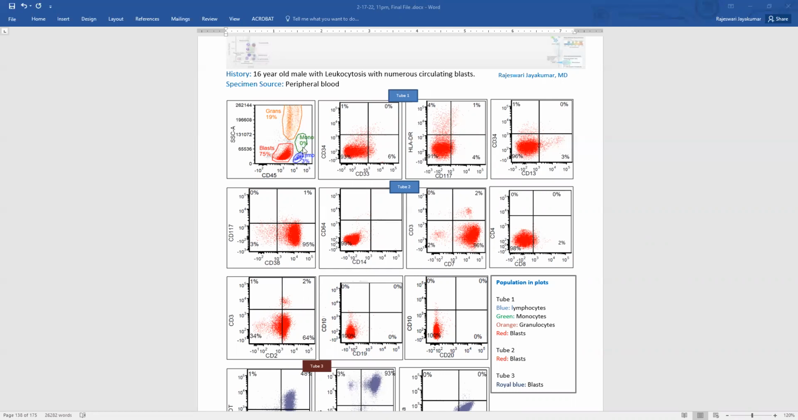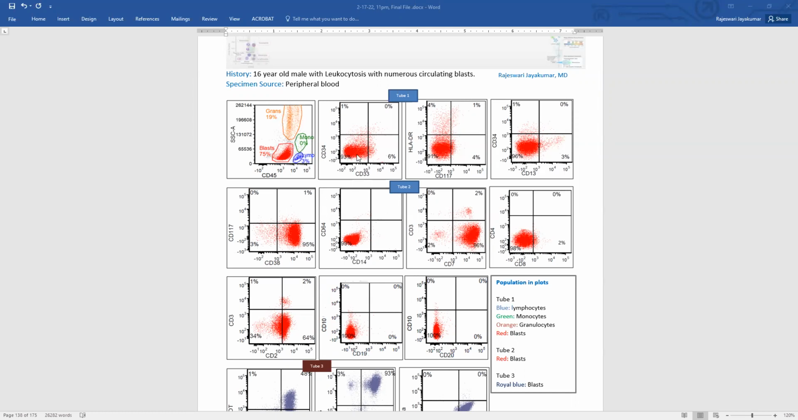There is essentially nothing in the monocyte gate. The monocyte gate has bright CD45 and slightly higher side scatter than the lymphocyte gate. We have 19% cells in the granulocyte gate, which has very high side scatter and a dimmer CD45 than lymphocytes and monocytes. We have a lot of cells in the blast gate, which is identified by a dim CD45 and low side scatter. Now let's follow through the blasts and see what they express.